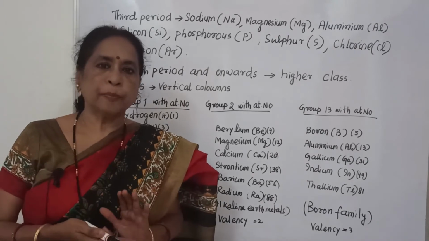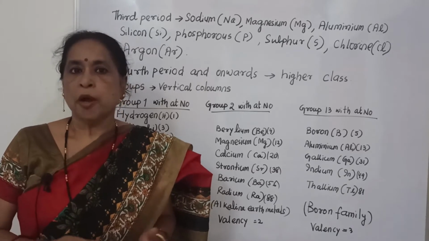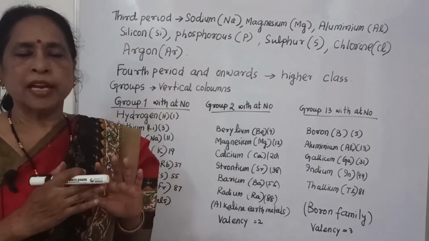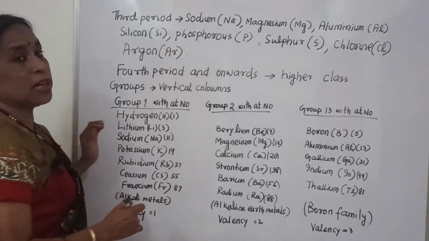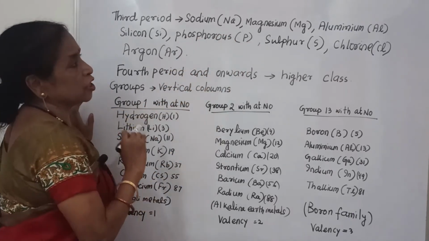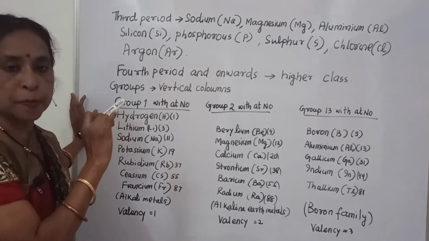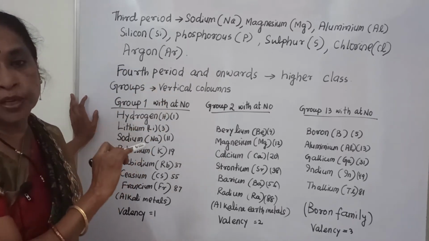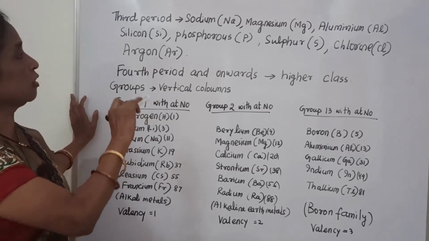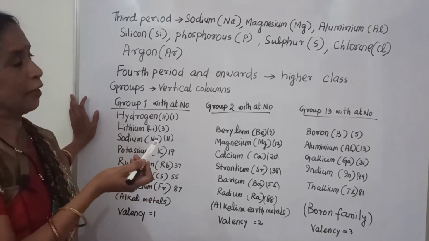I told you third period means this shell, that is the M shell. First period means K shell, second period means L shell, third period means M shell. Now we will see what are the elements in the third period. Sodium Na, magnesium Mg, aluminium Al, silicon Si, phosphorus P, sulfur S, chlorine Cl, argon Ar. We know all the electronic configurations from sodium to argon in my previous video, that is part 9.